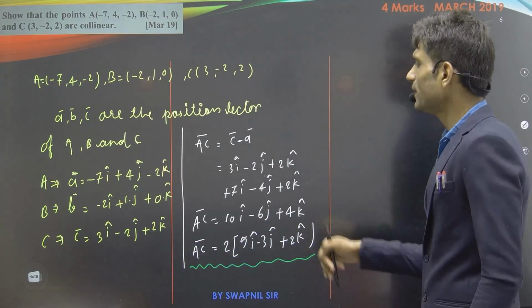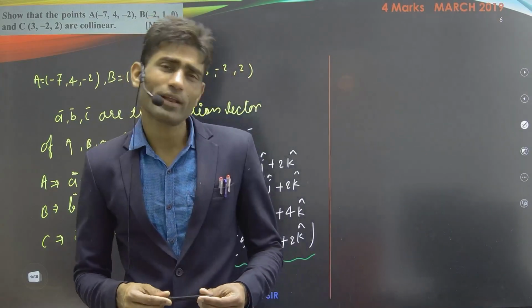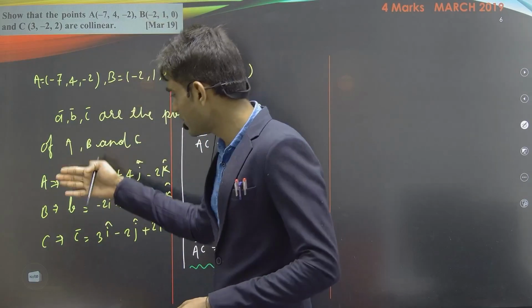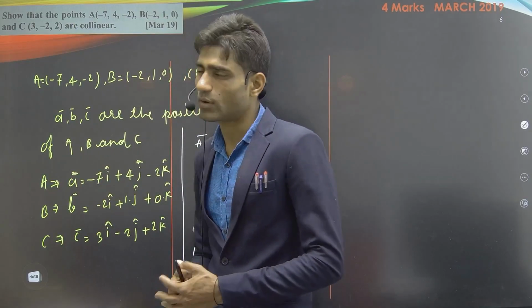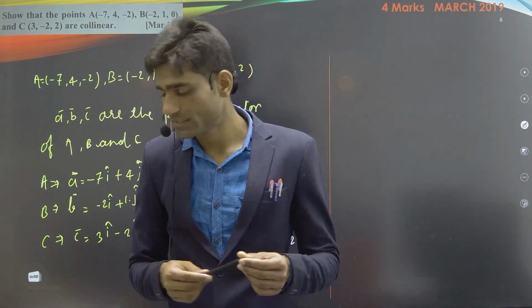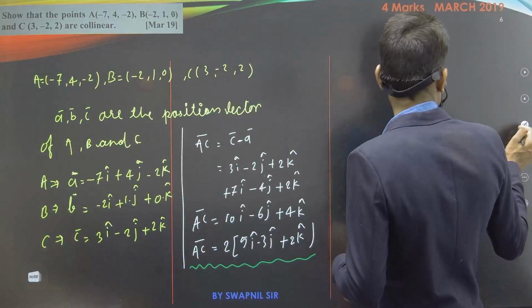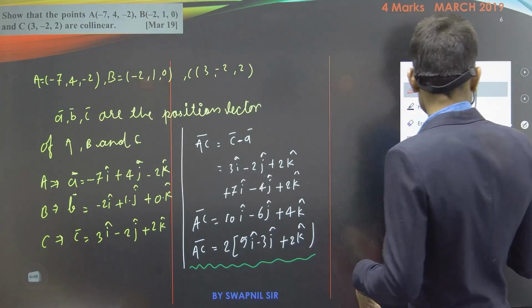Similarly, find out the other vector, AB bar, and show that both of these have some scalar multiple between them. Now what we do here, we go for finding AB bar.